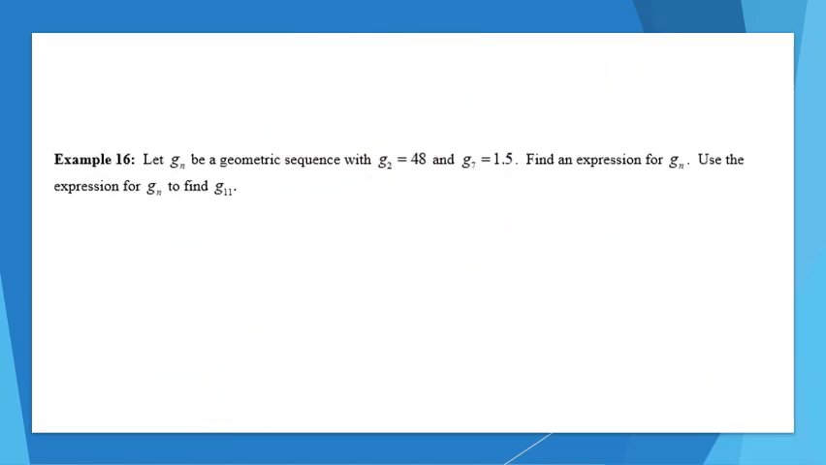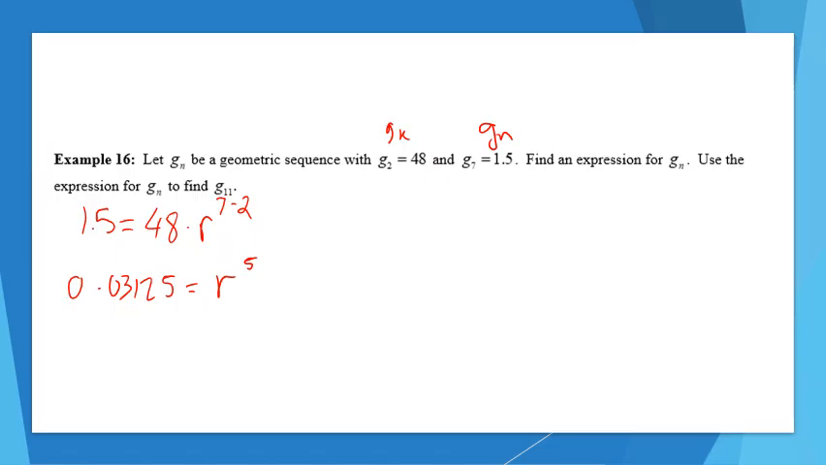Example 16 here, we're given two terms, so you will need a calculator for this one. So let's set up our equation. This is going to be our g of k and then our g of n. So 1.5 equals 48 times r to the power of 7 minus 2. 1.5 divided by 48 is 0.03125 equals r to the fifth.